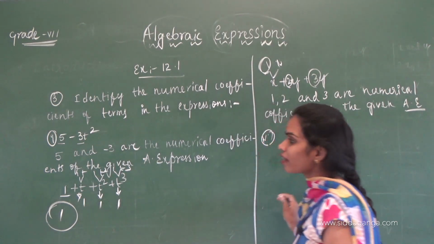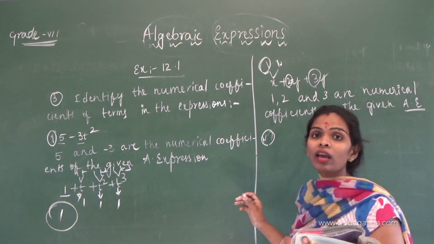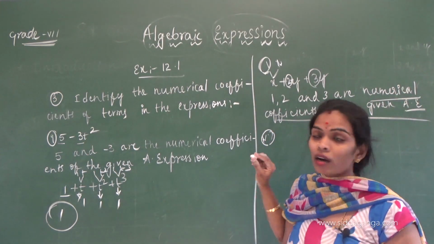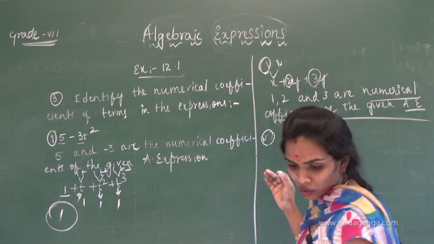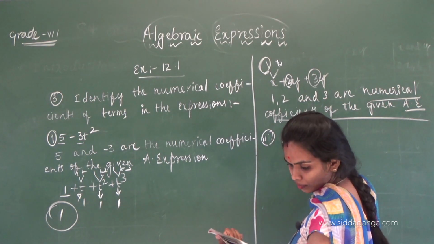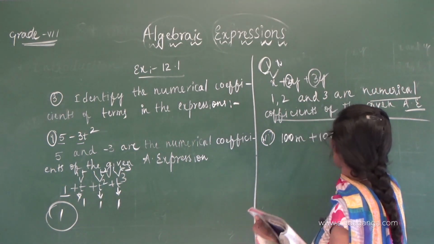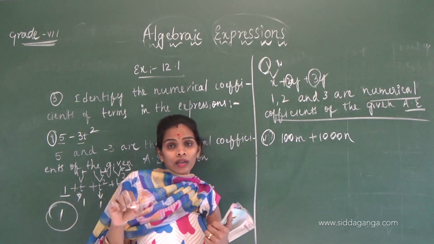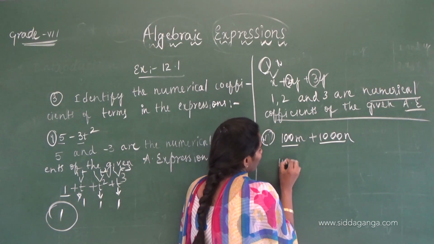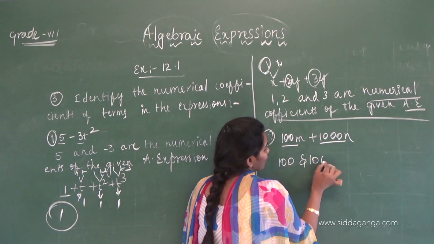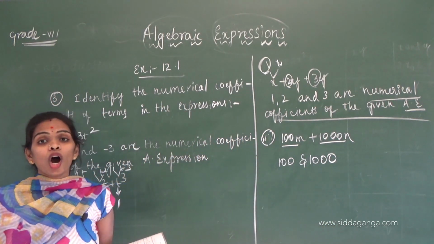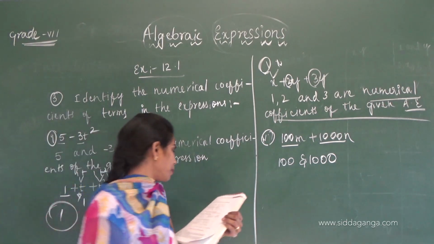See here, children, I will tell what are the numerical coefficients for the given algebraic expression. You can add this to your notes. 100m plus 1000n. Here the numerical things are 100 and 1000. You have to write 100 and 1000 are the numerical coefficients of the given algebraic expression.